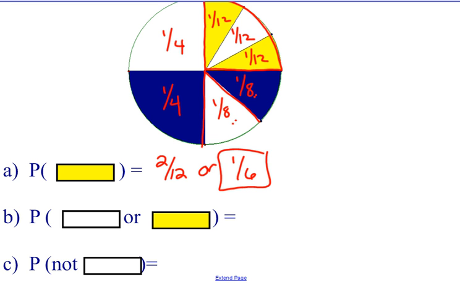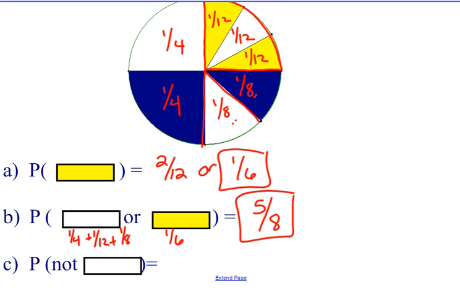What's the probability that it's white or yellow? So my white ones I see are 1/4, 1/12, and 1/8. And then my yellow I just did, right? That's 1/6. So when you add all of those up, you can find a common denominator, you can put them on your calculator, whatever you do, you should end up with 5/8 as the total.